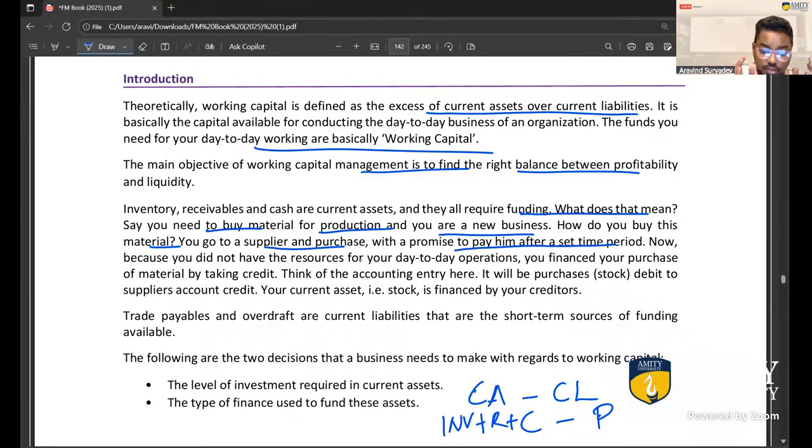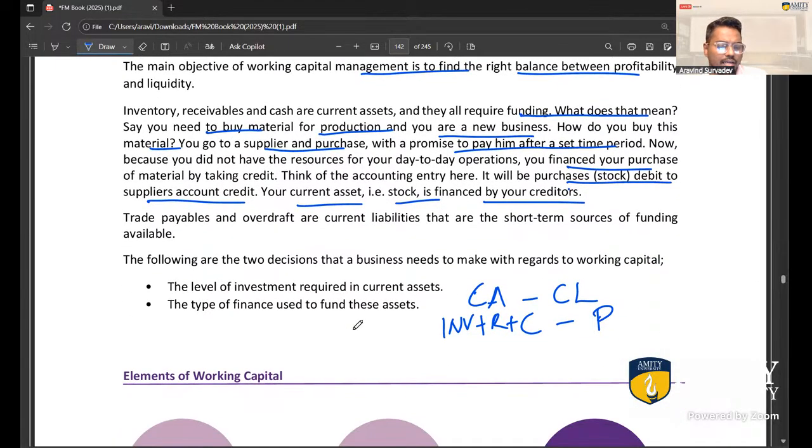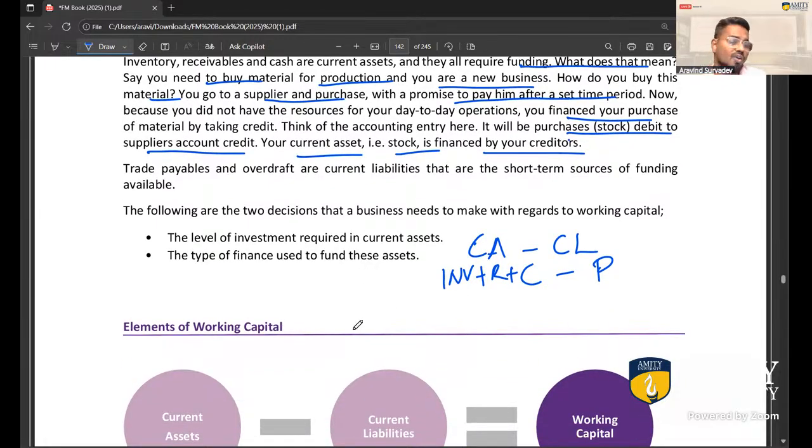Of course. Because you did not have the resources for your day-to-day operations, you financed your purchase of material by taking credit. Now think of the accounting here. It would be debit purchases, credit payables. It will be purchases stock to supplier's account credit. You create a payable in the supplier's name. Now, your current asset, that is stock, is financed by your creditors. So this is what we see. Now, the trade payables and overdraft are current liabilities that are the short term sources of funding available.